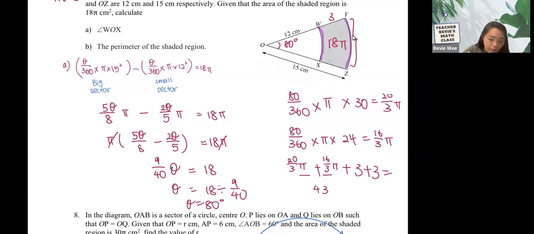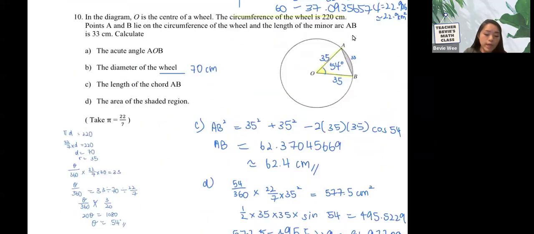So the total I'll get 43.6991184. I'll round it off to 43.7. This is still in cm. For perimeter, it's still in cm. Okay, so this is for degree, and I'm done with degree already. Okay, coming on to radian mode.